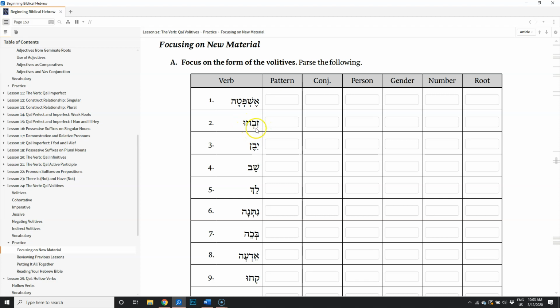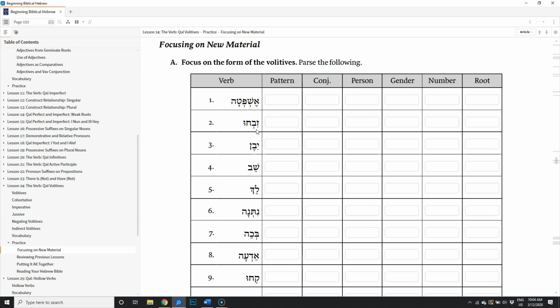So when you see hirik shewa, I want to say with a suffix, but even without a suffix, because the 2ms form won't have a suffix, and you see all the letters of your root, you can mark it down as imperative. The reason is that you don't have a prefix, and the imperative is basically the imperfect minus the prefix. So that's what we're seeing here.